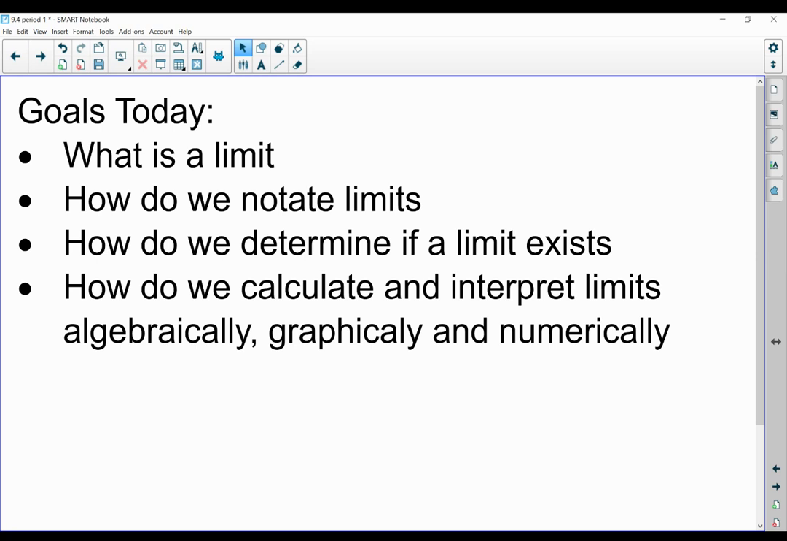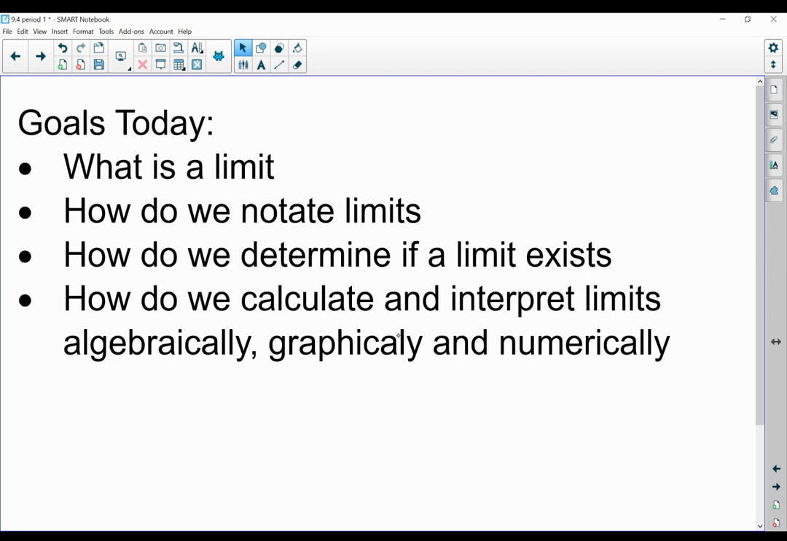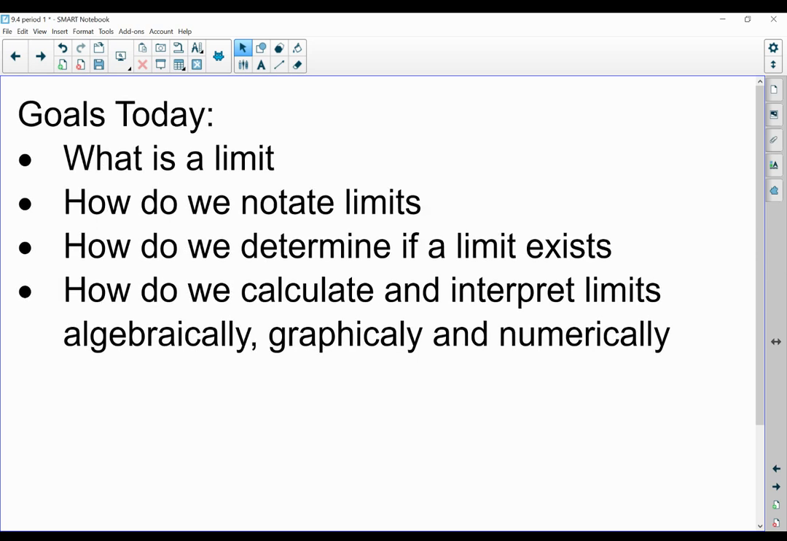And then we're going to end today with talking about how do we calculate and interpret limits algebraically, graphically, and numerically. I can spell graphically right. I did not. So we'll go through and talk about each one of these. Feel free to pause if you need to pause. That's the glory of the video. There, I spelled it right.